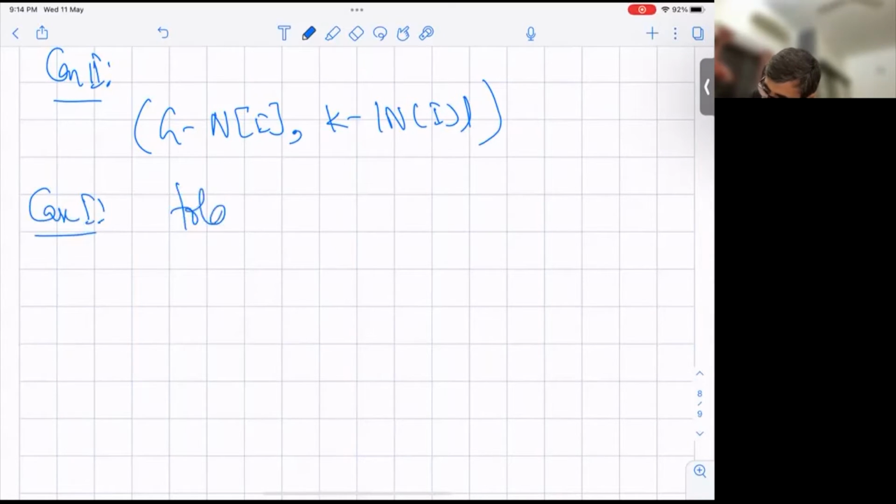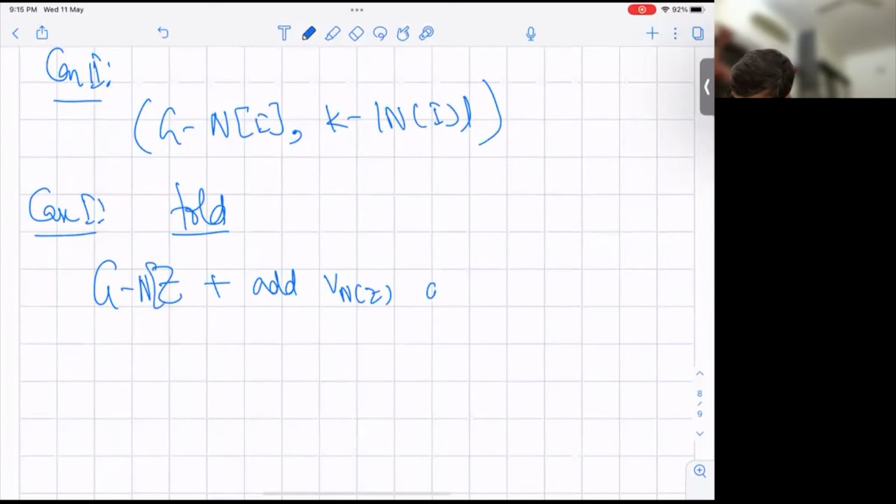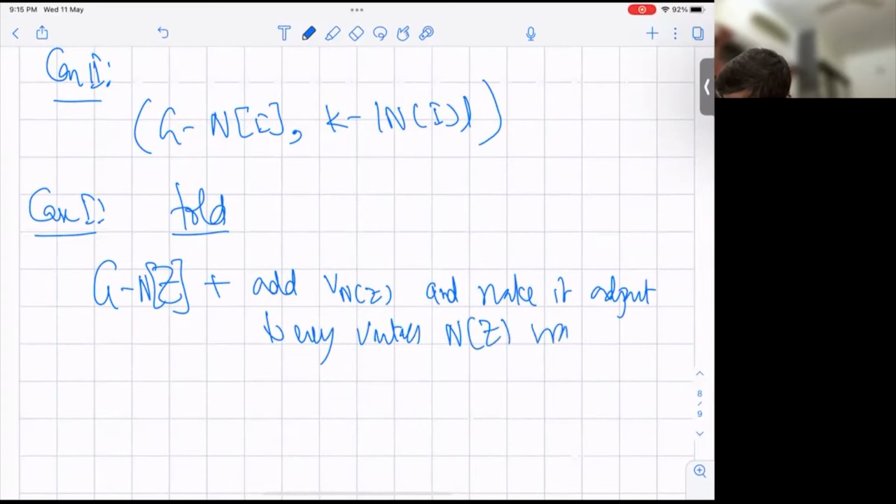So what is a fold operation? It's very simple. G minus Z: first you delete Z, plus add a vertex, call it V neighborhood of Z. This is my vertex. Basically, delete Z and the neighborhood of Z, add a vertex V, and make it adjacent to every vertex that the neighborhood of Z was adjacent to in G, except a vertex in Z.